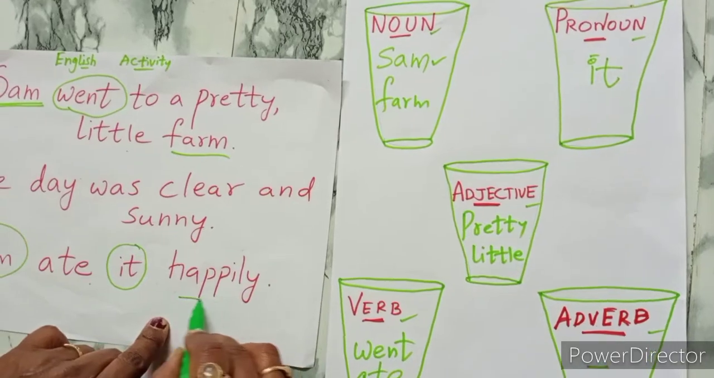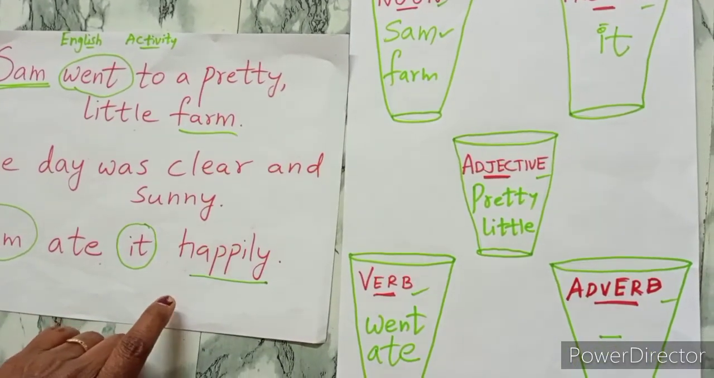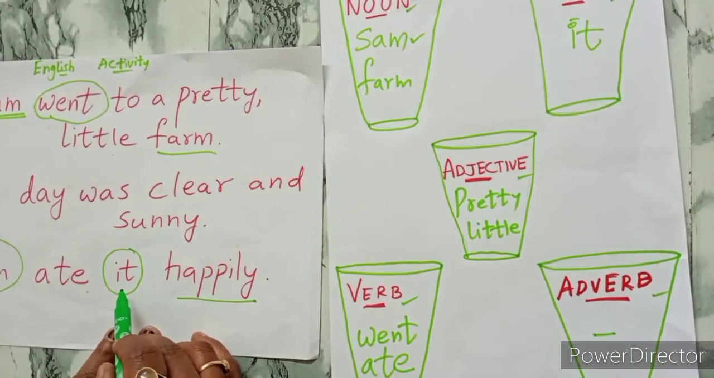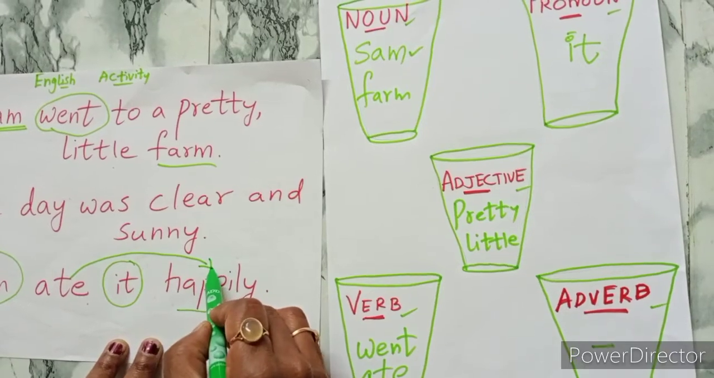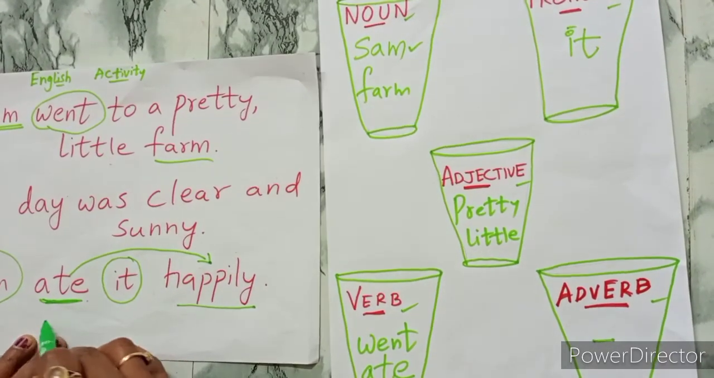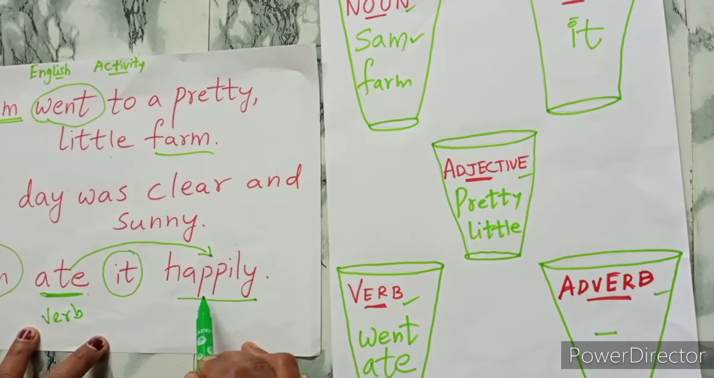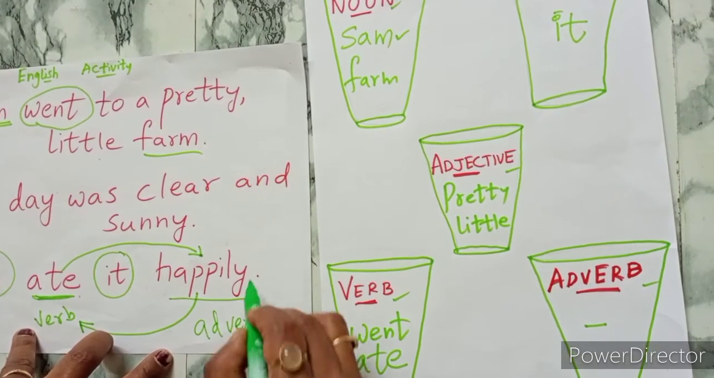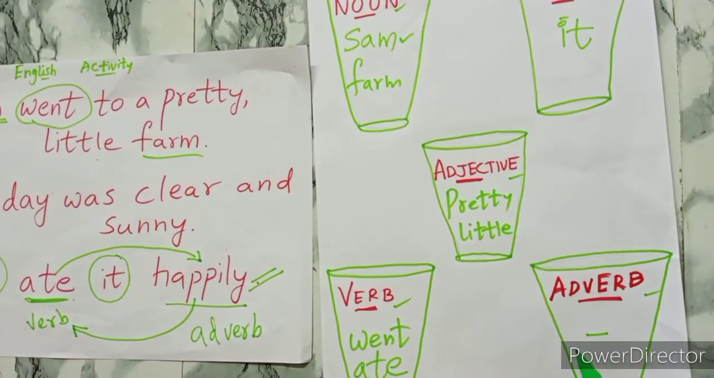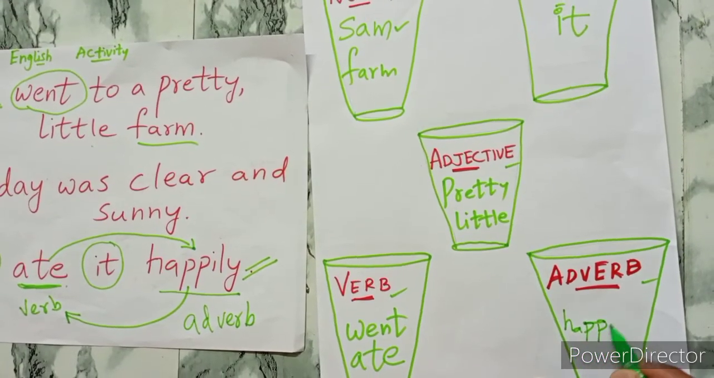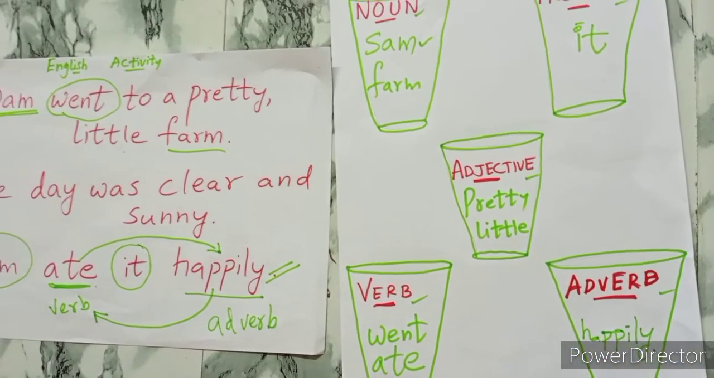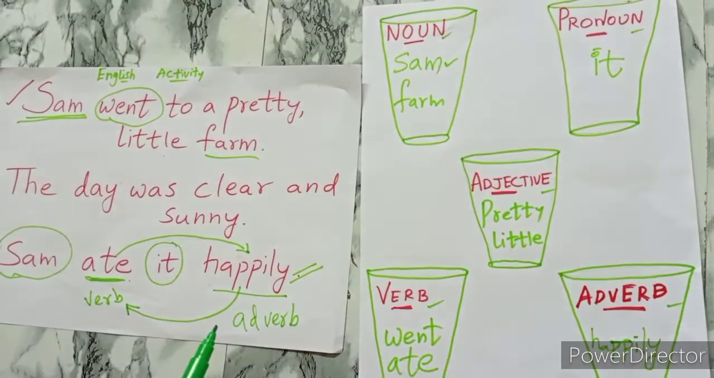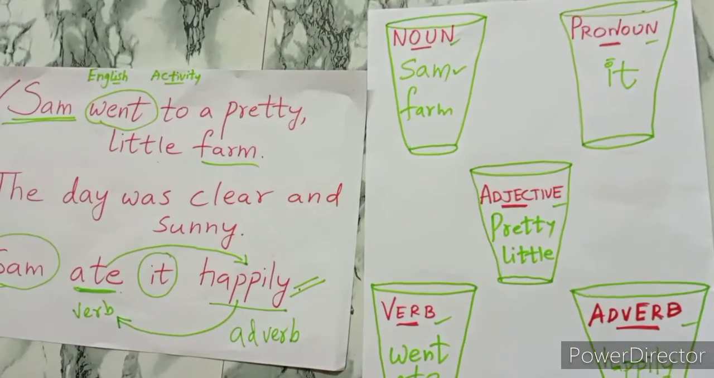Now coming to the next word, happily. One clue. How did Sam eat that? He ate it happily. What is ate? Ate is the verb. So the words which describe the verbs are called what? Adverbs. So what is this happily? It is an adverb. So happily is the adverb. So in this way you have to sort the sentences into different parts of speech. Now we'll continue our class.